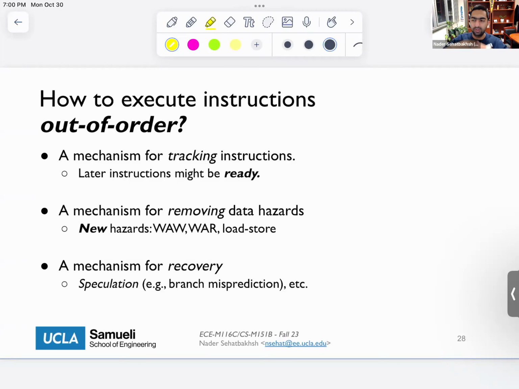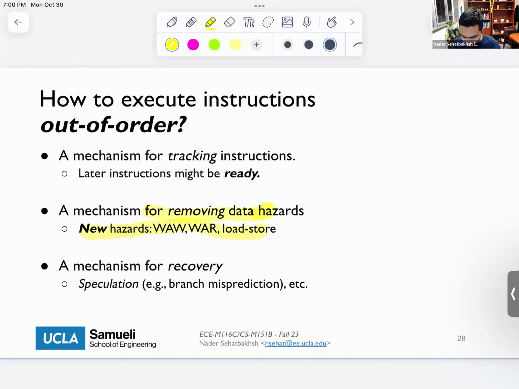Given that we are doing this out of order and now we have a superscalar machine, we need to figure out a way to remove hazards. And one thing we will see is that not only do we need to remove the old RAW data hazards, we will see that we start to create new data hazards. We're going to have write after write and write after read data hazards. If you remember, we said that in in-order processors, these are not an issue, but for out of order processors, this is going to be an issue. And then we're going to have even more hazards, things like load store that I'm going to talk about.